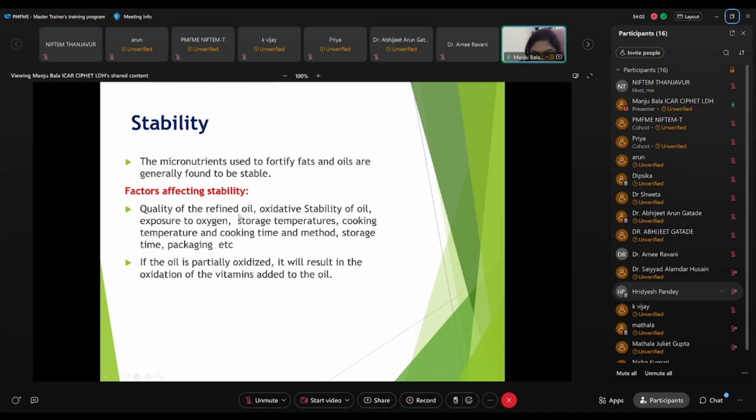So the quality of the oil which we have used is also a factor to check the stability of your fortified oil. Oxidative stability: how much vitamin E, which keeps the oil stable, was there, and how much it is exposed to oxygen. What is the storage temperature? What is the cooking temperature, cooking time, storage time, packaging, keeping on the shelf, whether in light or not? So if the oil was already partially oxidized, it will result in the oxidation of the vitamin itself. So there will be no use of adding vitamin to the oil.